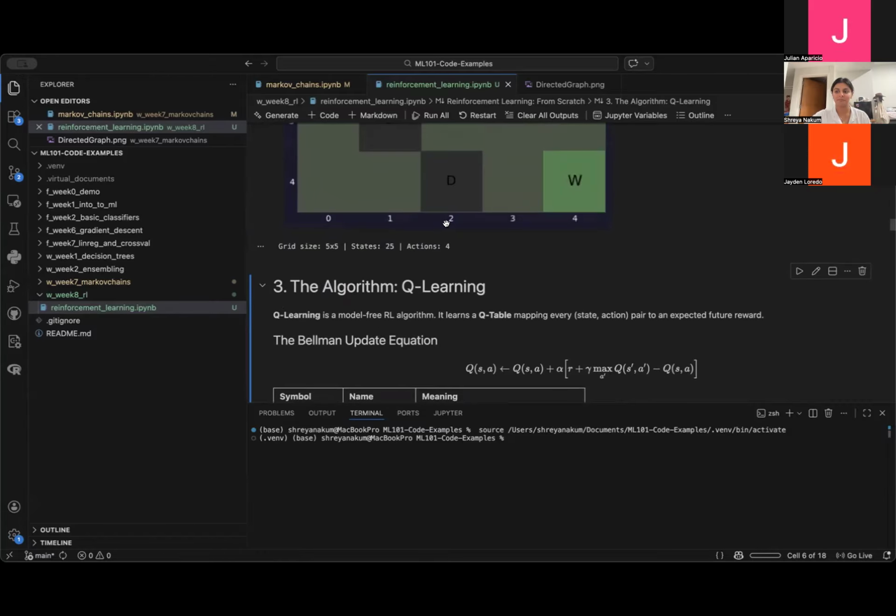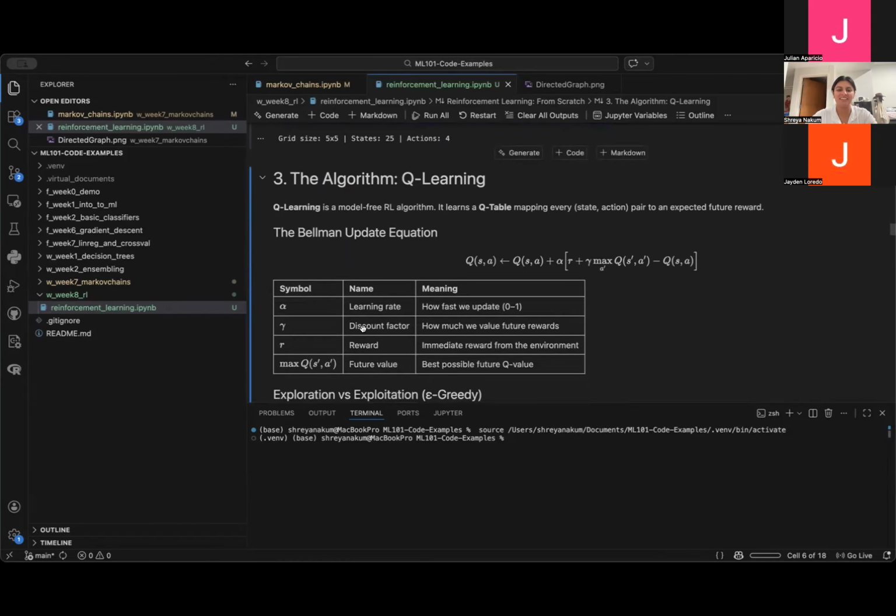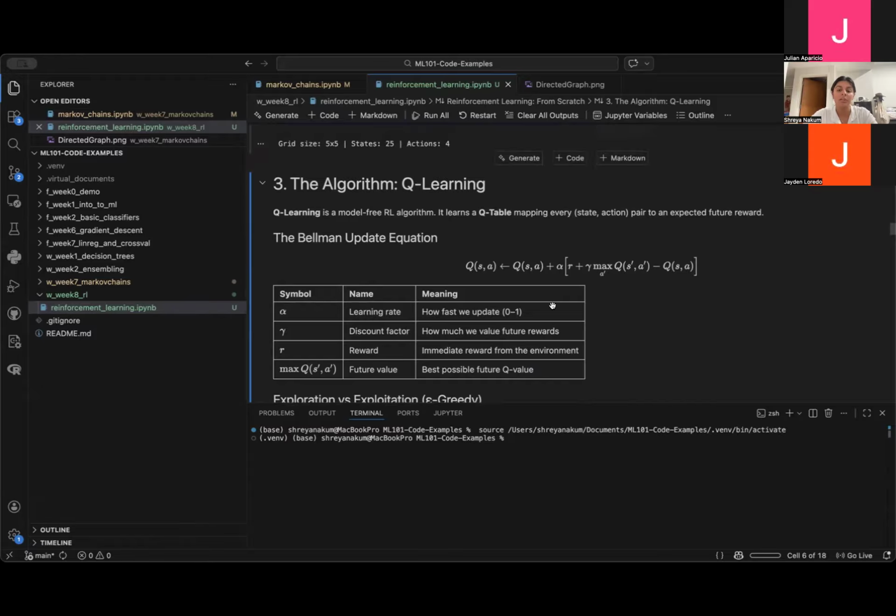Learning rate and discount rate. Yep, the learning rate and the discount factor are the two things that control everything. The learning rate is how fast we update the Q table, and the discount factor is how much we care about the future versus the now. And like I said earlier, what we care about is the highest possible Q value.